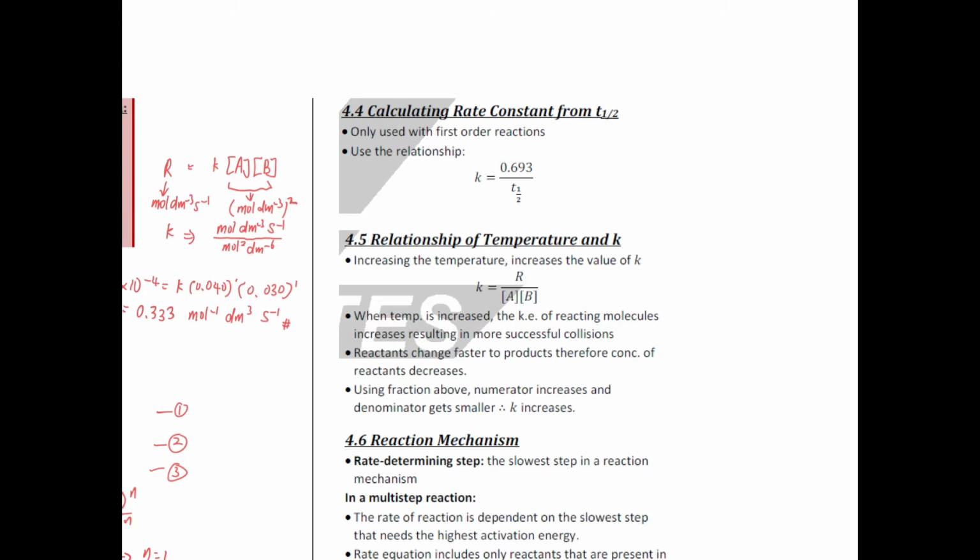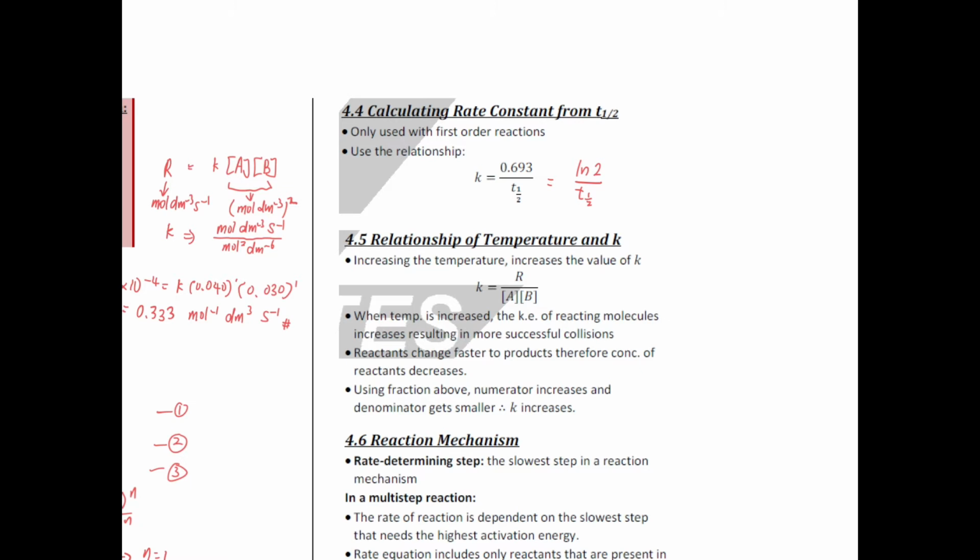0.693 over half-life. Where you get the half-life, you get it from the graph. Then you put it at the bottom here, and divide 0.693 by it. And 0.693 is what value? It is actually ln 2. ln 2 divided by half-life. Okay, so ln 2 is 0.693.